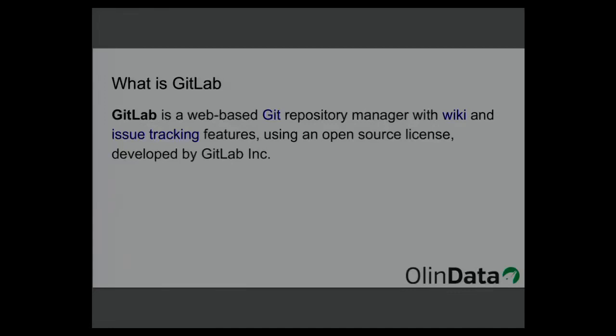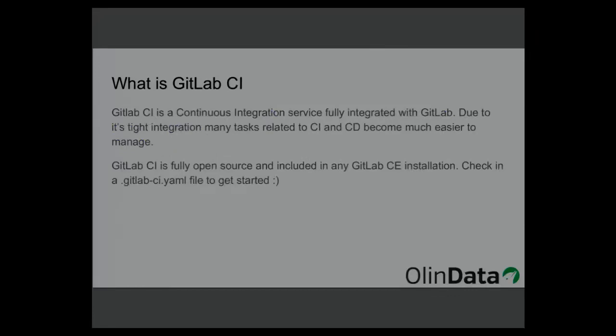GitLab CI is a continuous integration service. The nice thing is that it's fully integrated with GitLab itself. Because most of the time when you're doing some kind of CI, it's very tightly coupled to the source code that you want to do CI on, it's quite nice that GitLab CI is so closely coupled. It's fully open source, as I already said.